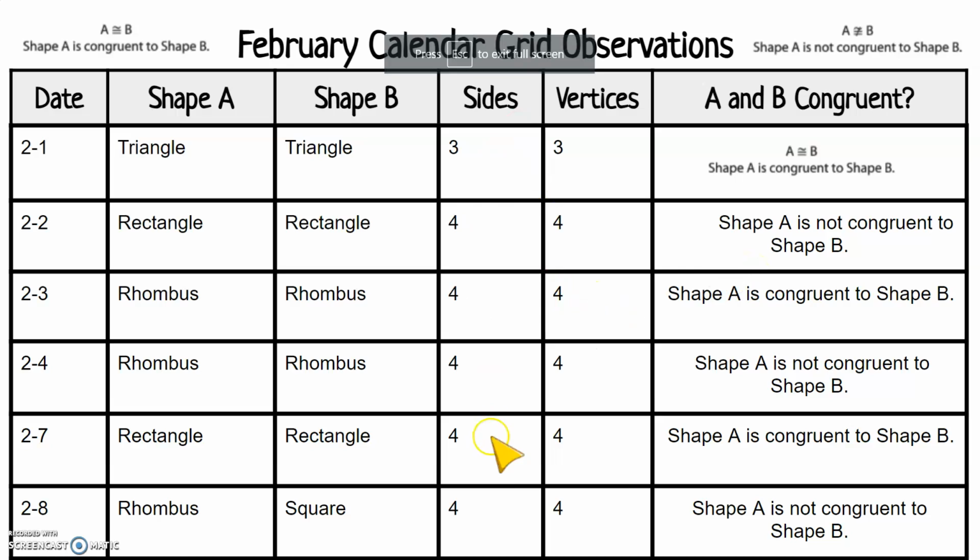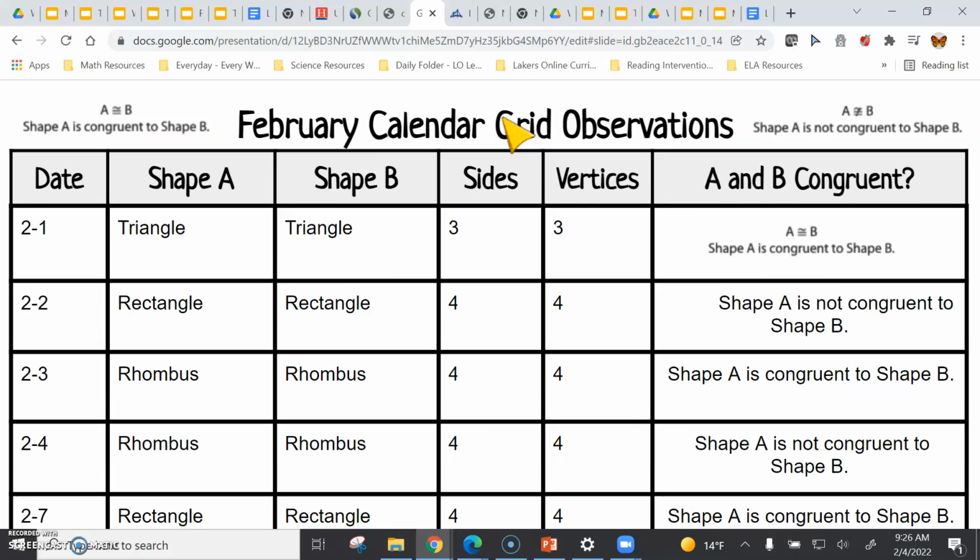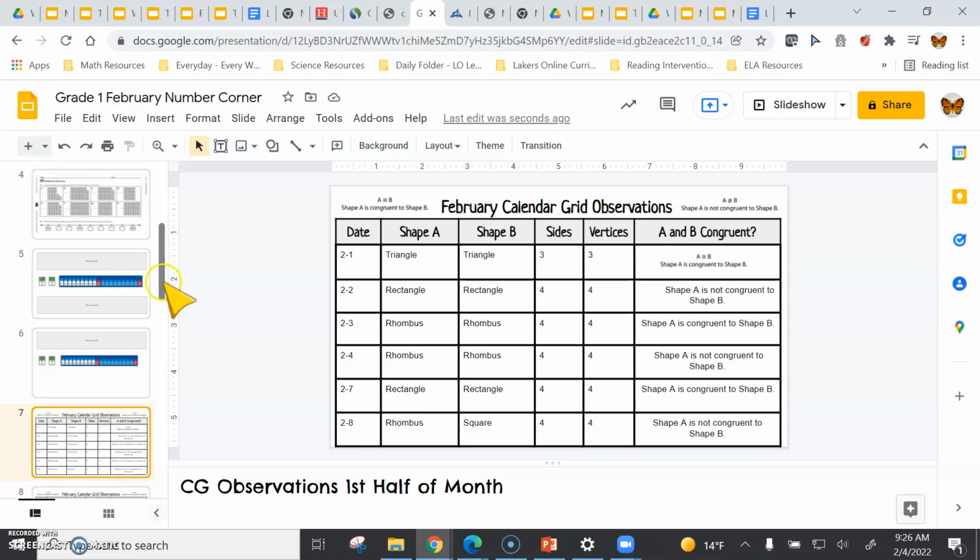So we've had some interesting shapes and we've had a chance to talk about their sides and also their vertices. Most importantly, we've had to actually focus on, are they congruent or not? Very important, all stars.